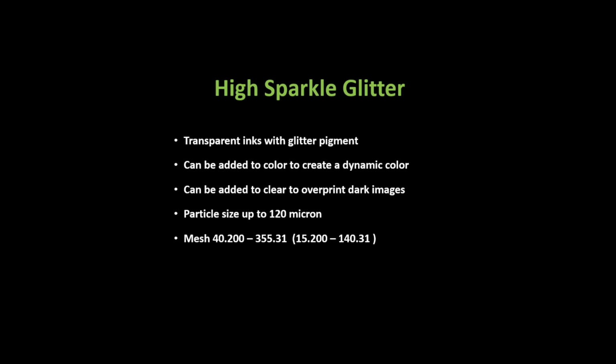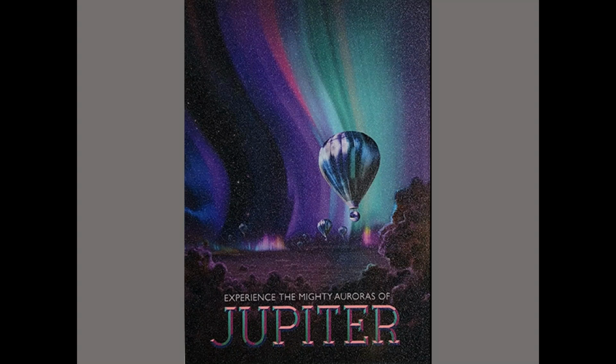very exciting to use. In the case of this image right here, this Jupiter image, there is a small amount of silver glitter that's been added to clear ink, and it's been overprinted onto a process color inkjet image, creating a glossy finish as well as a slight sparkle throughout the entire image.